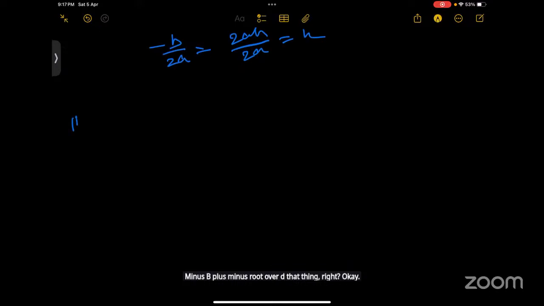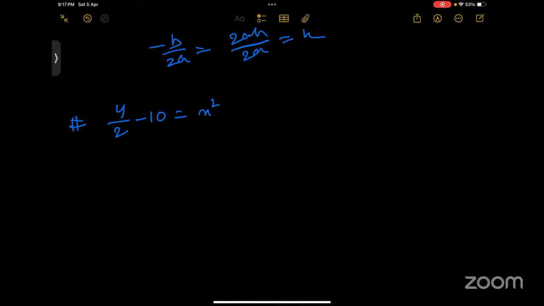So if I have the parabola y by 2 minus 10 equals to... okay. So what is the minimum value of this? First, what is the vertex? What is the vertex of this parabola?